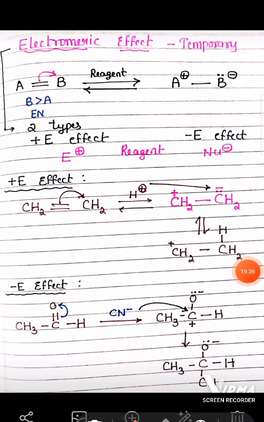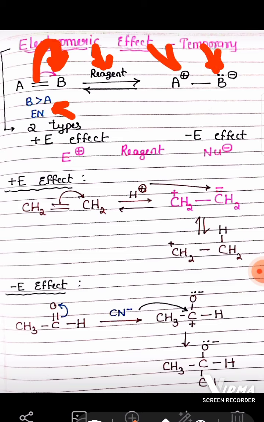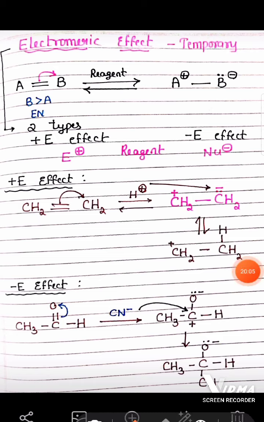In the presence of a reagent, because of the electronegativity difference, B is more electronegative. That's why the pi electrons shift to B. Because of that, B gets a negative charge and A gets a positive charge. This is considered the electromeric effect. Again, in the absence of the reagent, this is going to happen in the opposite direction, and it is going to reproduce the alkene A double bond B.